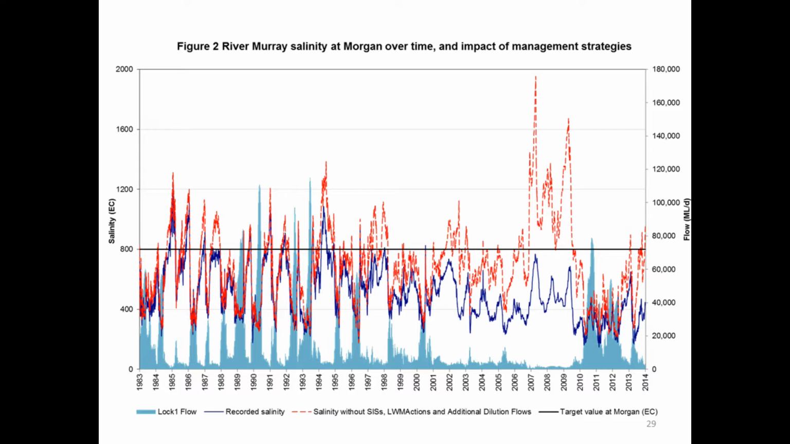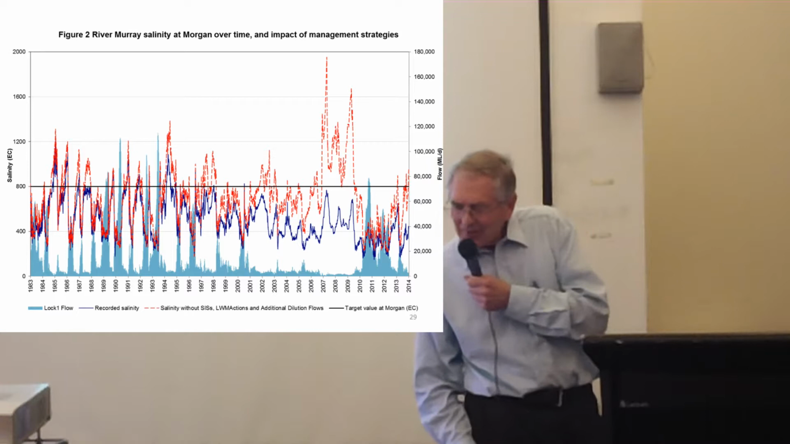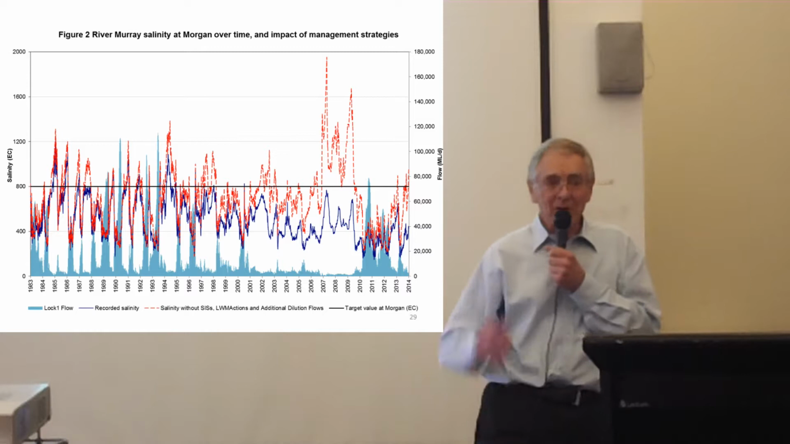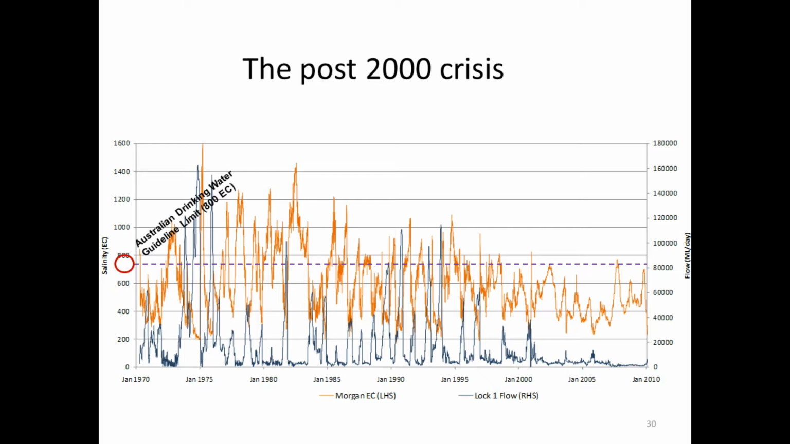Now this shows the same sort of thing over the entire period from 1983. You see there's a couple of good flows in the period. The red line is what salinity would have been if the salinity management strategy wasn't there. Now, the really serious stuff, post 2000. What do we notice about that? Look at the flows from year 2001 onwards. Extremely low. And a period from 1994 onwards with no flow over the floodplains.